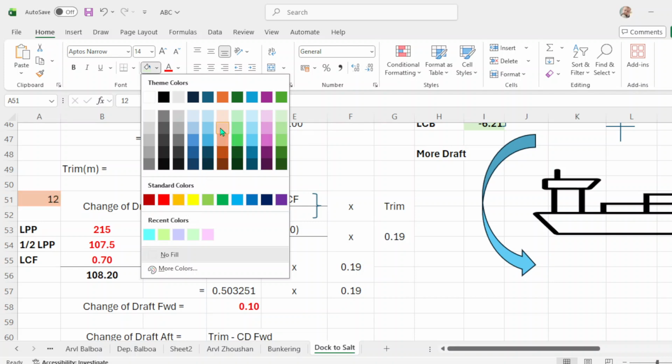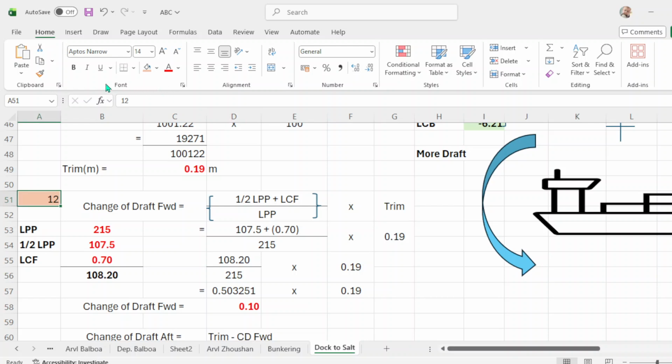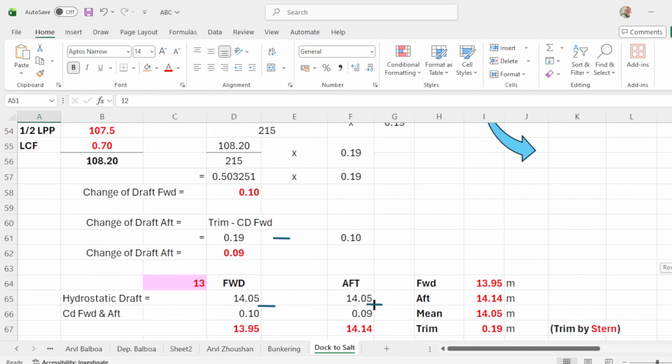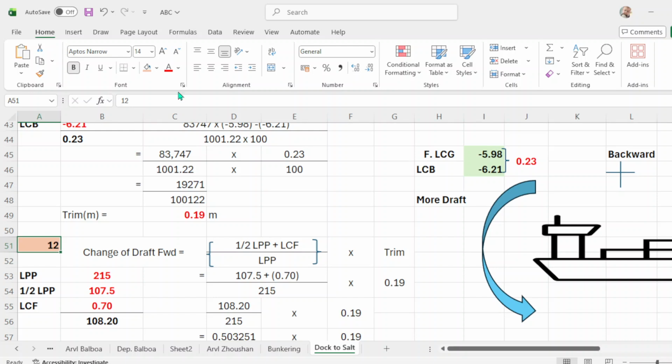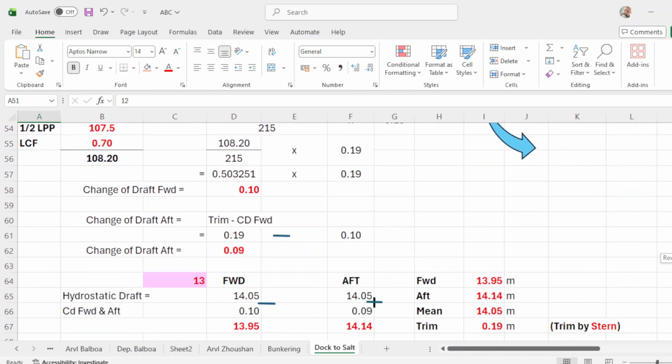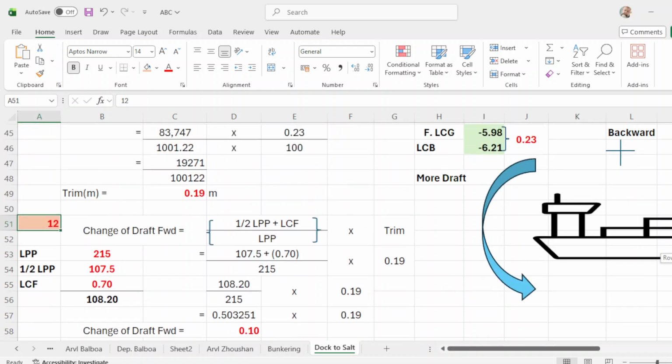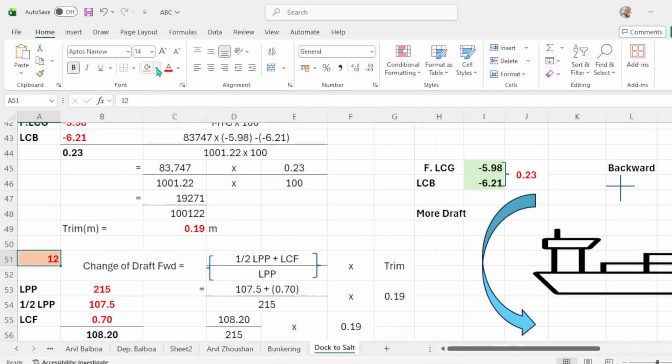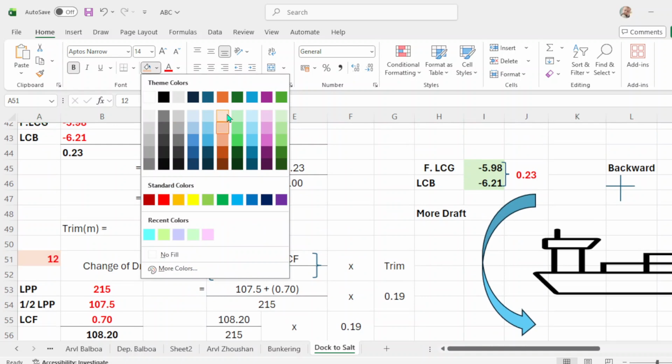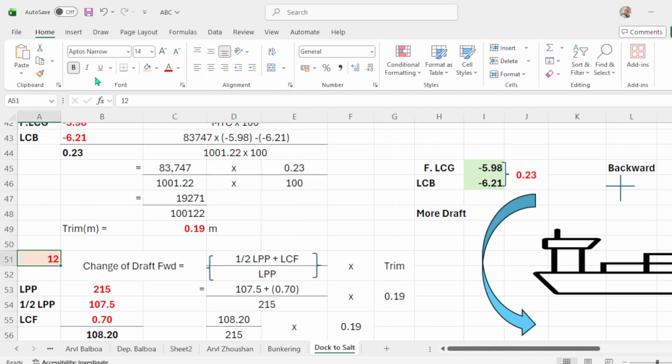Cooling 12. Well, okay. Kulay would be lighter. This one. Okay. So 13.